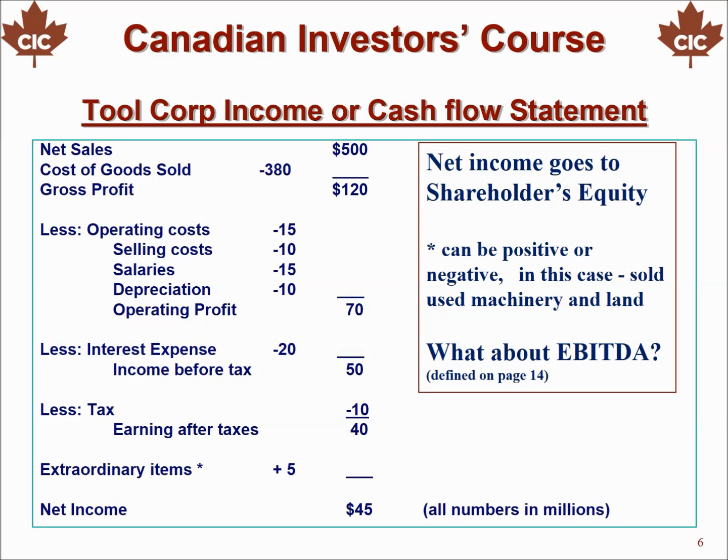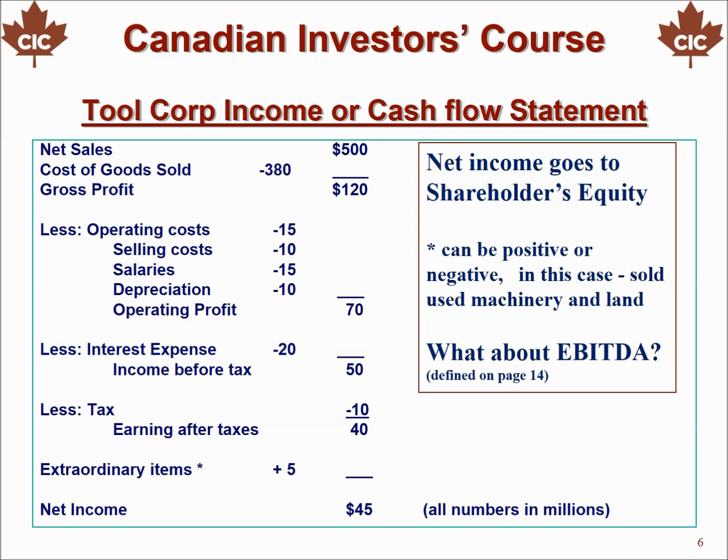And then, of course, you have to subtract the operating expenses. For your home, it was your mortgage and so on. Here, it's operating costs, selling costs, salaries, depreciation. So that reduces the operating profit down to 70 million. And of course, you have to take out interest expenses before tax. So there's another 20 million out, so you're down to 50. Companies have to pay taxes too, so you're down to 40. You got some miscellaneous extraordinary items maybe that pump it up a little bit, so the net income's 45 million.